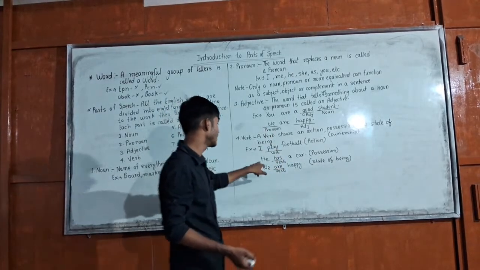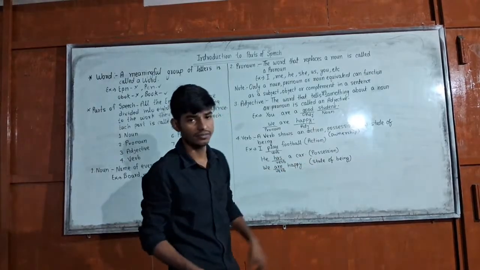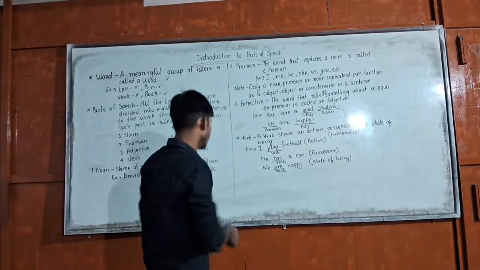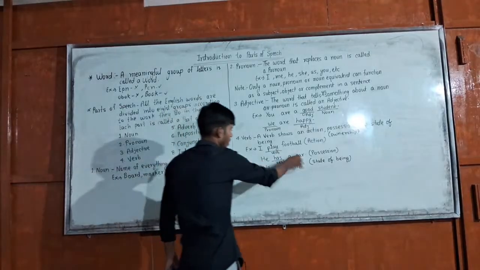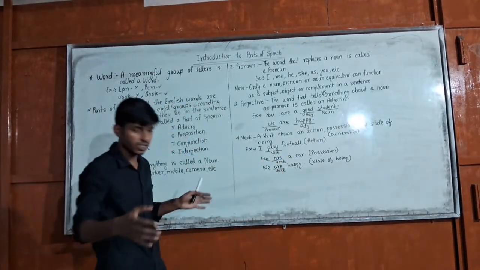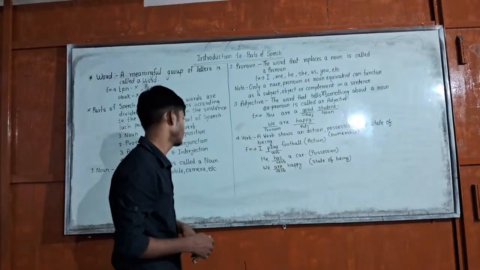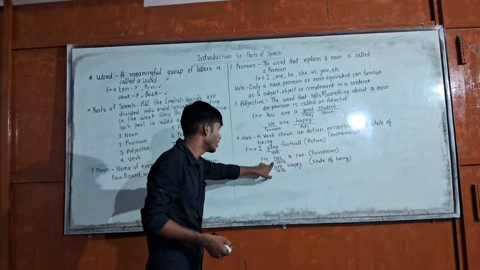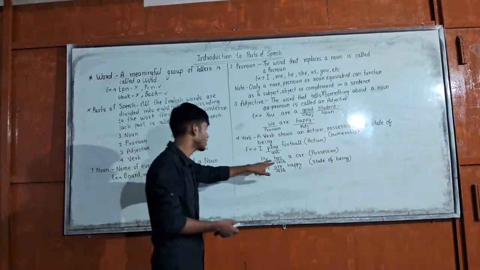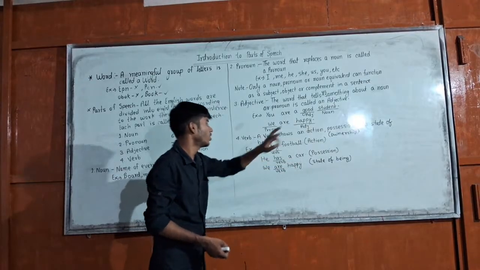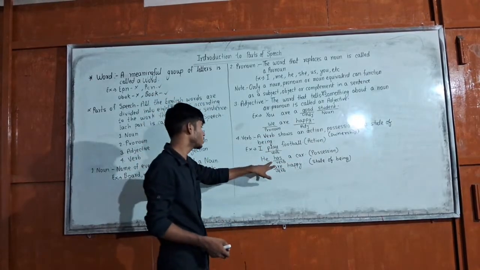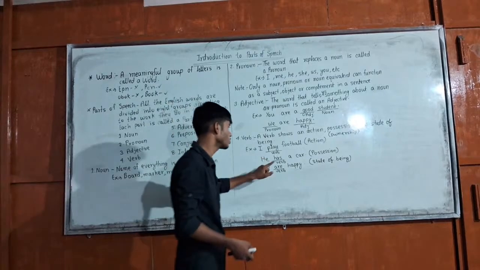In the second sentence, he has a car. There is a word he. There is a word car. What is the connection between the two? When we add the word has here, it shows the possession of the car by he. So here has is showing possession. It means it will also be called a verb.